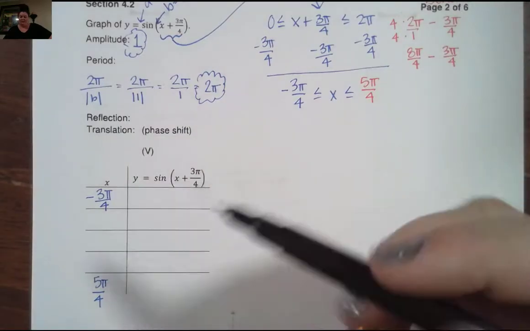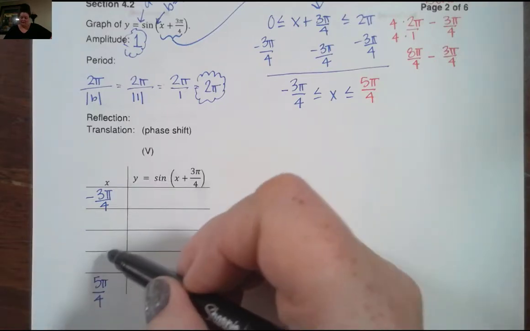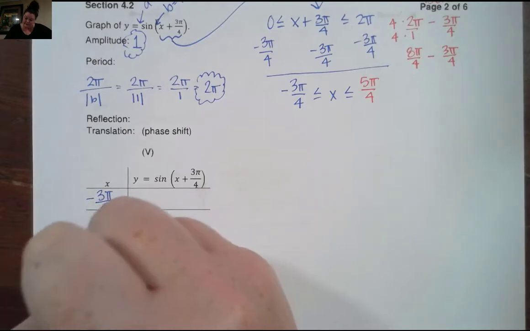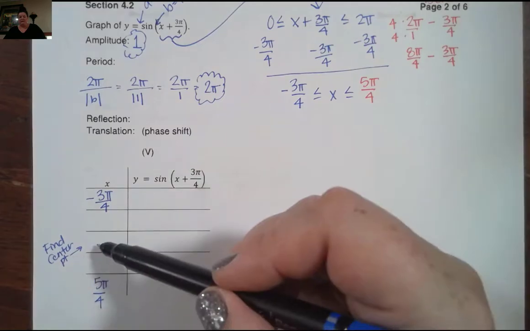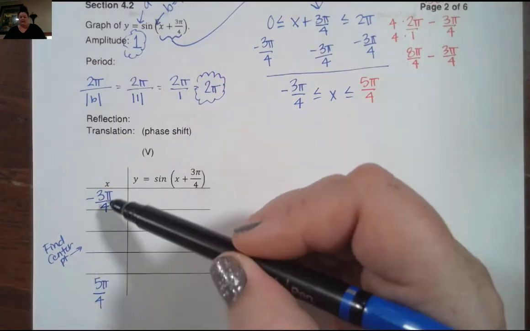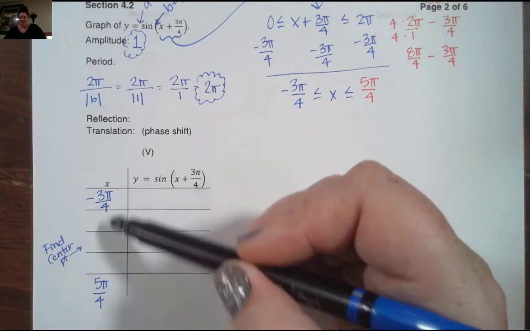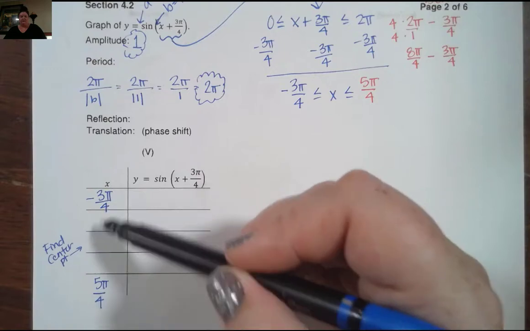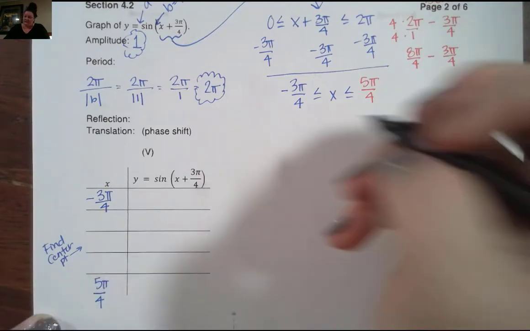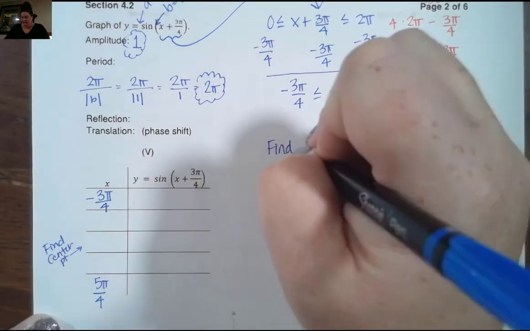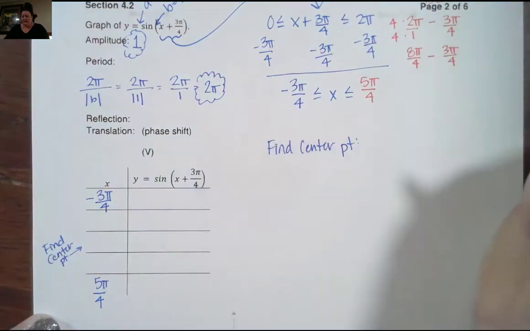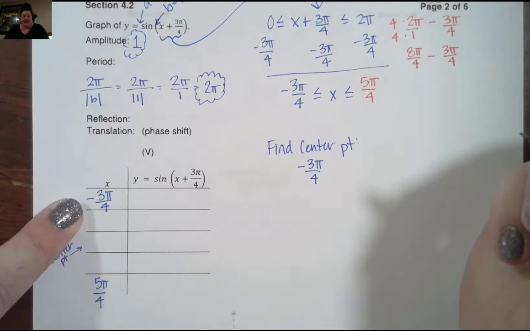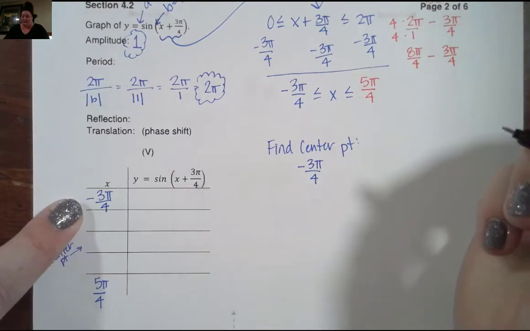So what I'm going to do is figure out what the center point should be. Okay, so I'm just going to say find center point. If I want to find the center point, that means it's the absolute middle between negative 3 pi over 4 and positive 5 pi over 4. And I can find the absolute middle by just averaging these two values. So I'm going to do negative 3 pi over 4. Remember, to average, we add them together and divide by how many there are. So I'm averaging two things.